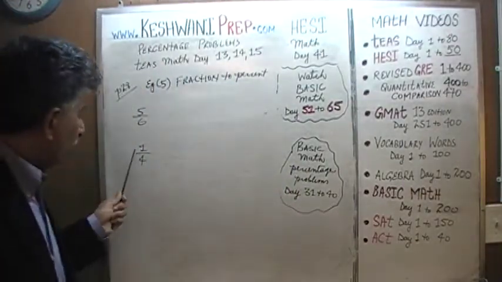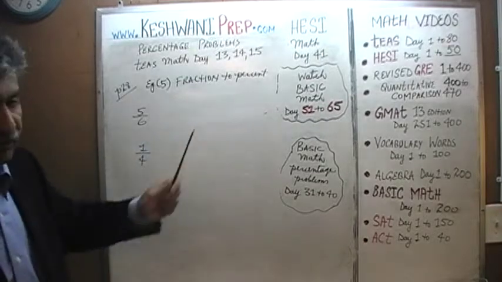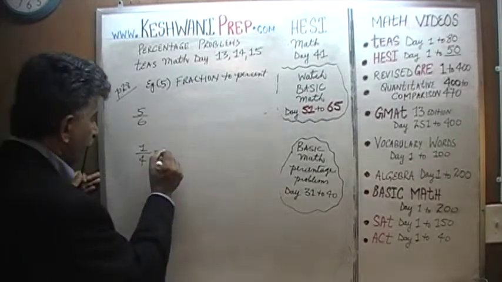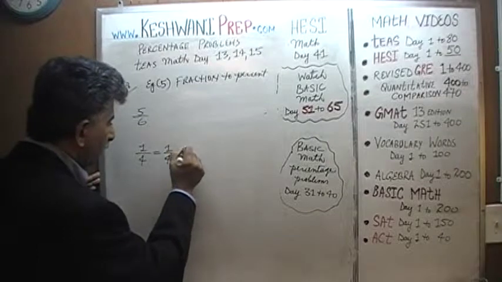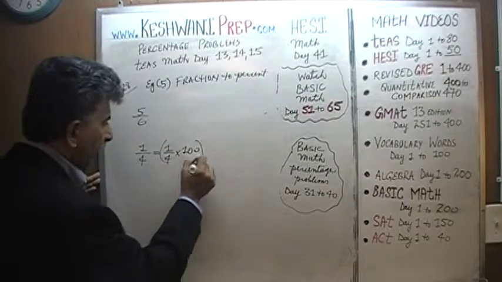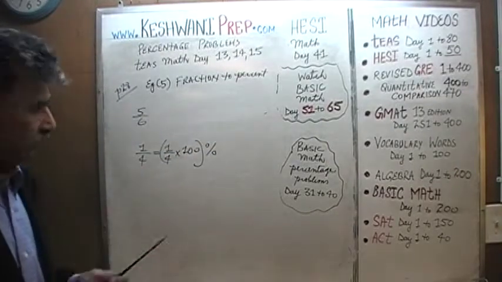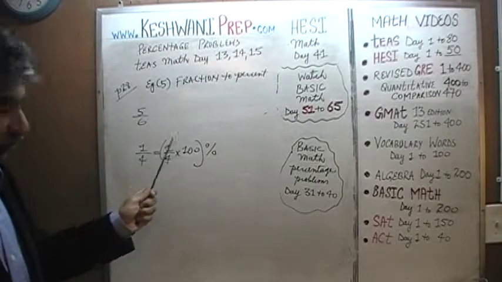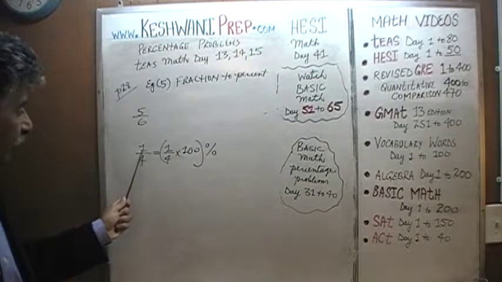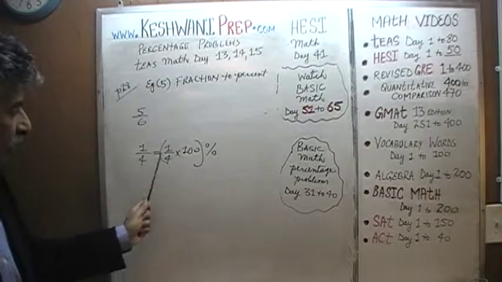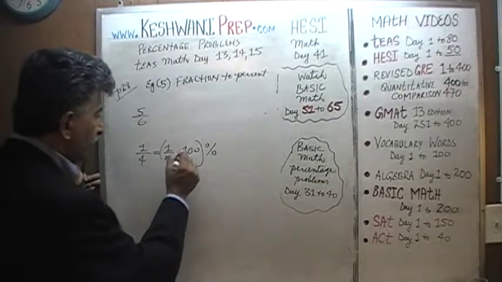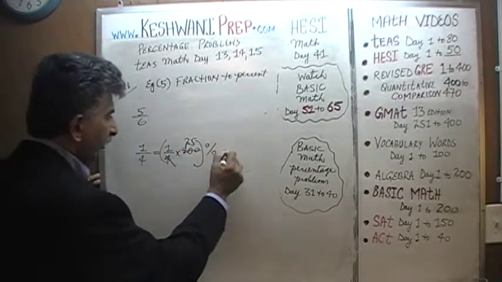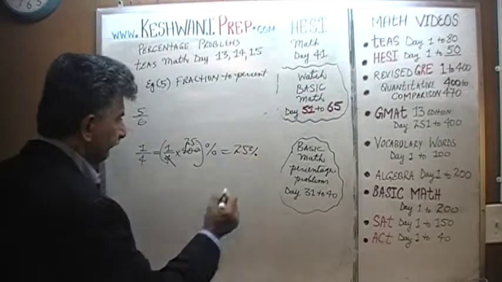It's very simple. If you want to convert 1 quarter into a percentage, it is simply 1 over 4 times 100%. The process is reversed. Now we're converting into percentage. To express 1 quarter as a percentage, you have to multiply it by 100. And of course, 4 is going to cancel out with 100 to give 25, and we know that 1/4 is 25%.